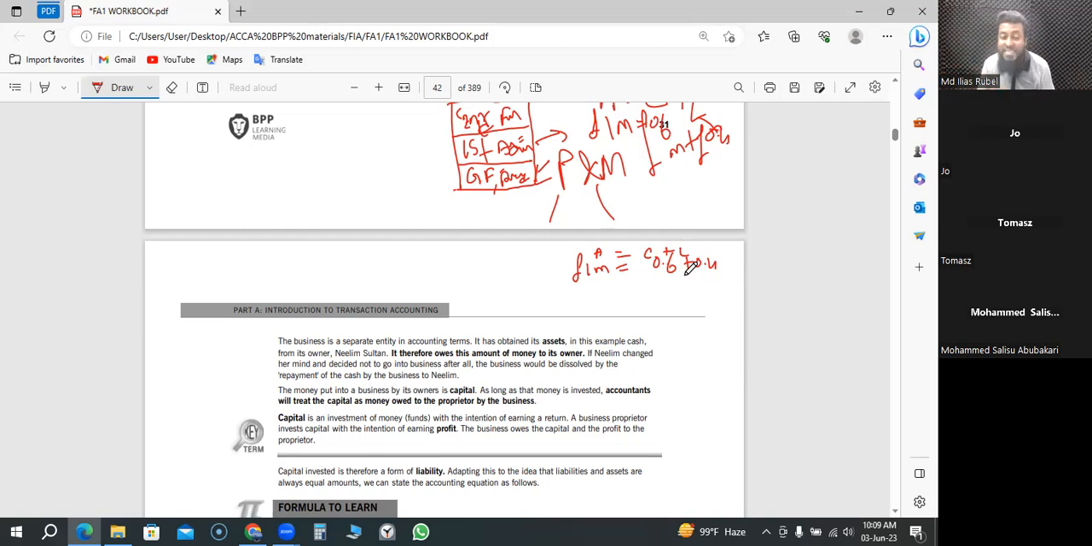There's a ginger tea in my cup. Okay, good for health, isn't it?